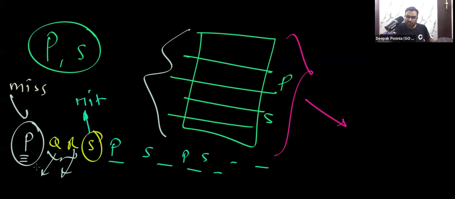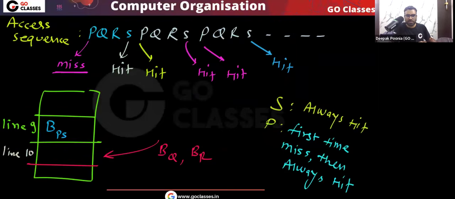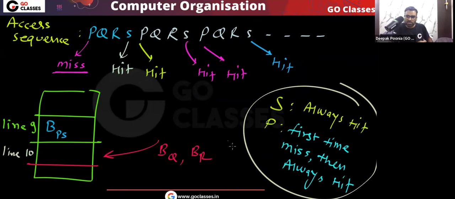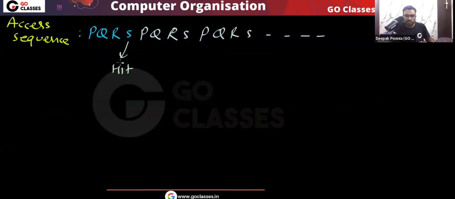So initially, the first access to P is a miss. After that, all accesses to P are hits, and every access to S is a hit. Very simple point. Okay, now you also tell me about Q comma R. We have already seen the conclusion for P comma S. Now you tell me the conclusion for Q comma R.